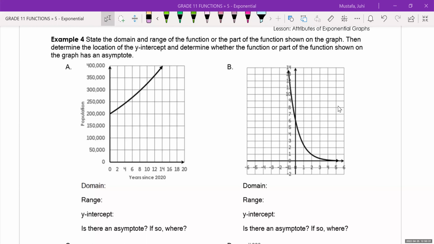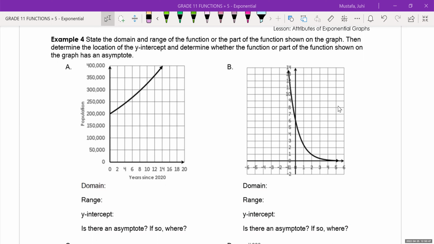For example number 4, it says state the domain and range of the function or the part of the function shown on the graph, then determine the location of the y-intercept and determine whether the function or part of the function shown on the graph has an asymptote. So we'll do examples A and B together. You guys will try C and D yourselves.